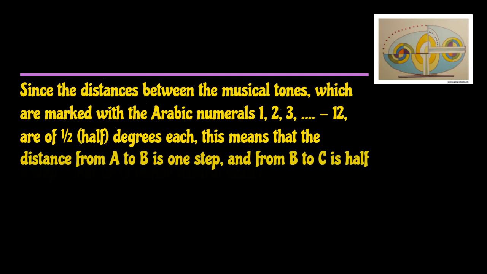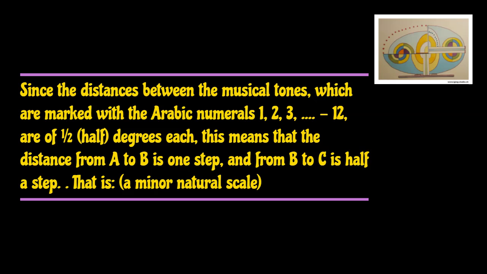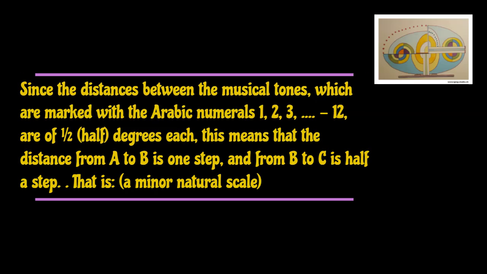Since the distances between the musical tones, which are marked with the Arabic numerals 1, 2, 3, up to 12, are half degrees each, this means that the distance from A to B is 1 step, and from B to C is half a step. That is, a natural minor scale.